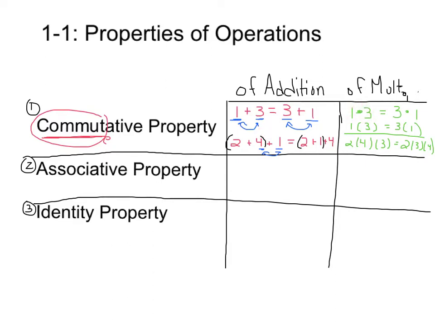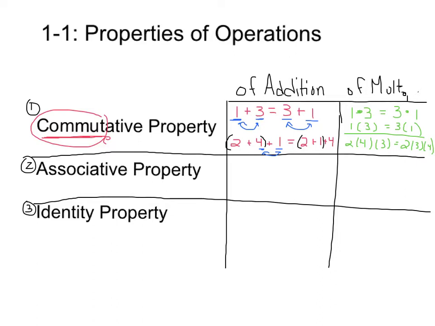Multiplication, 1 times 3 is 3, 3 times 1 is 3. Both sides equal 3. 2 times 4 is 8, times 3 is 24. 2 times 3 is 6, times 4 is 24, so 24 is equal to 24, so it's equivalent. So this is the commutative property because the numbers commute, they move from place to place.